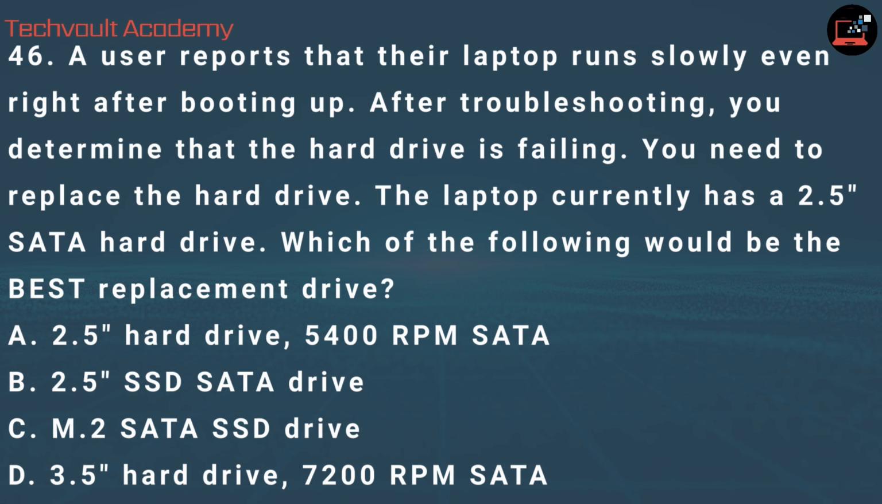A. 2.5 inches hard drive, 5,400 revolutions per minute, SATA. B. 2.5 inches SSD, SATA drive. C. M.2, SATA SSD drive. D. 3.5 inches hard drive, 7,200 revolutions per minute, SATA.